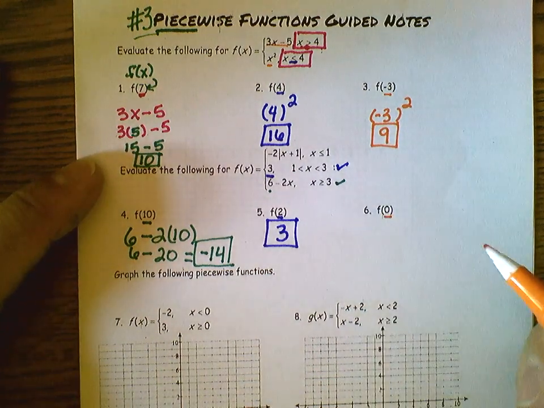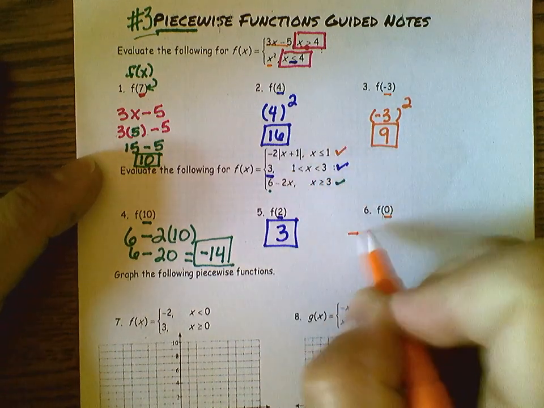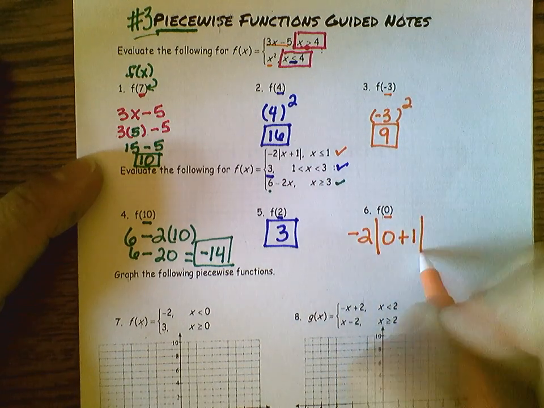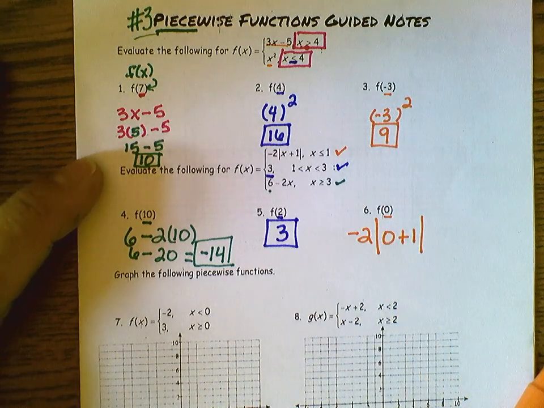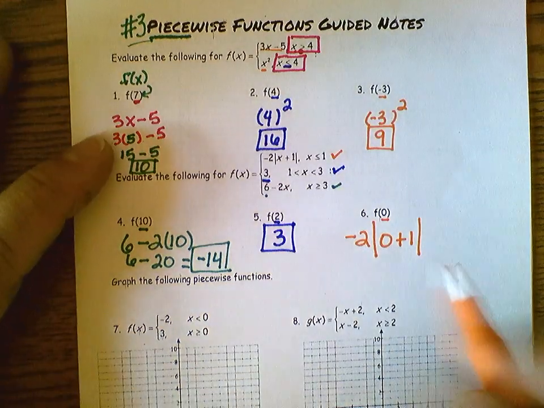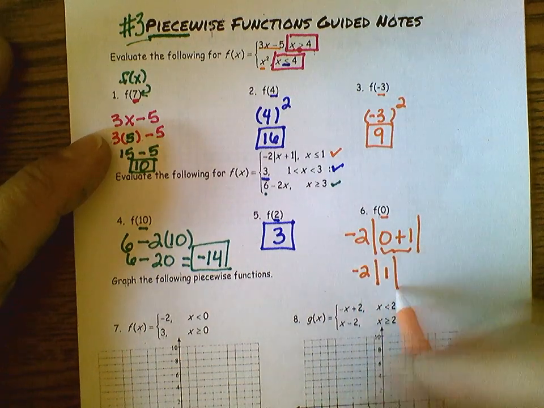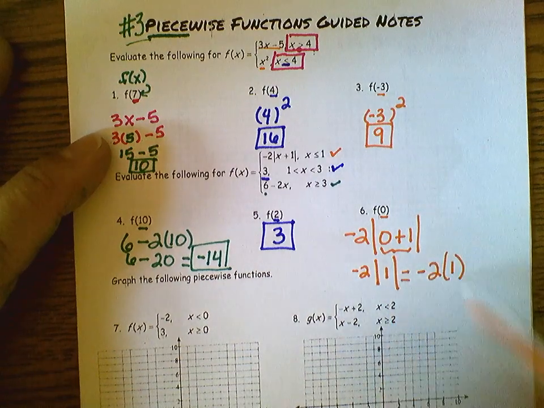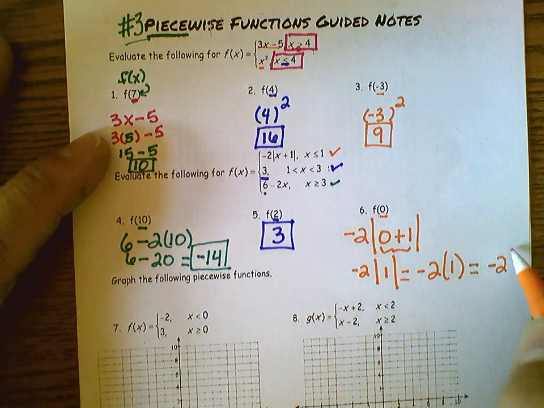And then the last one is 0. Is 0 less than or equal to 1? Yes, it is. So we're going to use this function. Negative 2 times the absolute value of 0 plus 1. So we treat our absolute value bars like we treat our parentheses, and we have to do what's inside first. So what's 0 plus 1? It is 1. What's the absolute value of 1? It's 1. So negative 2 times 1 is negative 2.